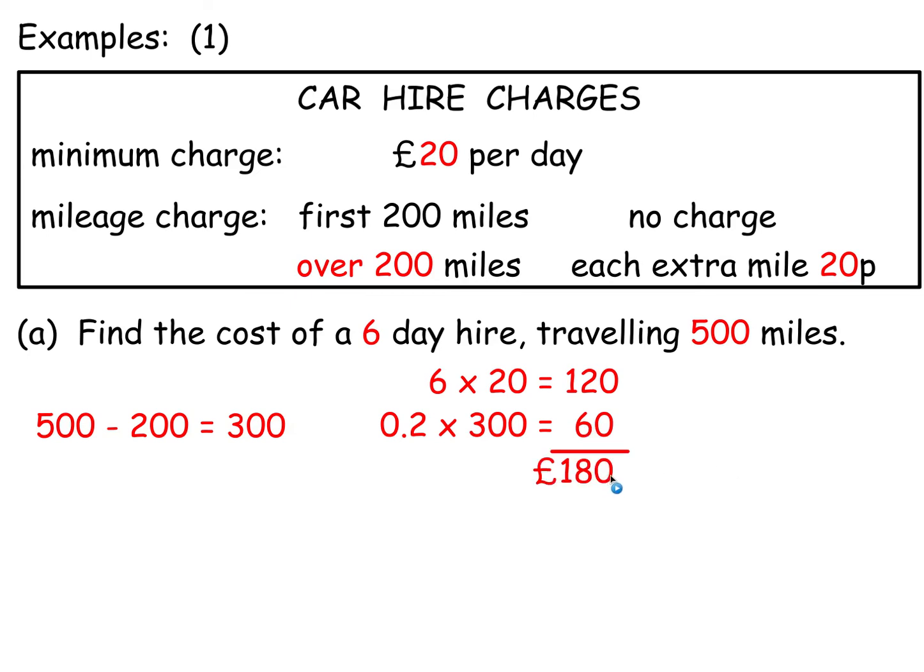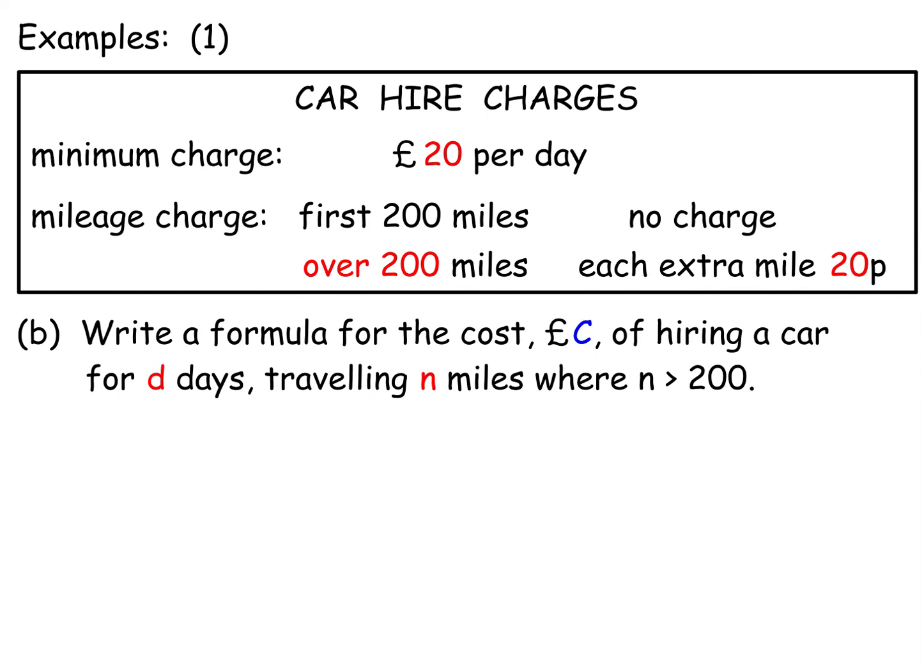So this calculation is part A. To get us ready for part B, I'm going to write the calculation underneath that we just did, which was that we took 20 times 6. We took 500 minus 200 to get 300 miles, and that was then all multiplied by the 20 pence. Because in part B, to get the formula, we simply replace the numbers with letters. So here's part B. Cost C pounds. You're going for D days, travelling N miles when N's over 200.